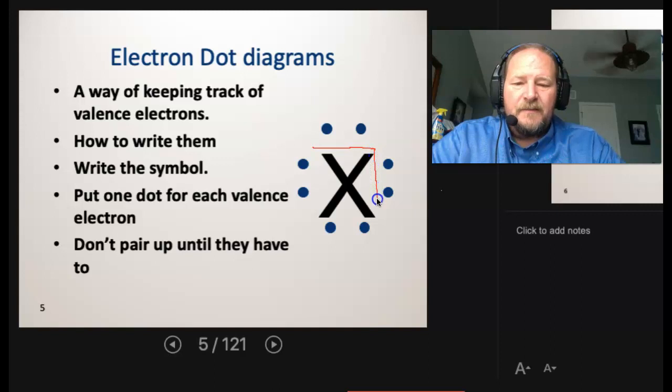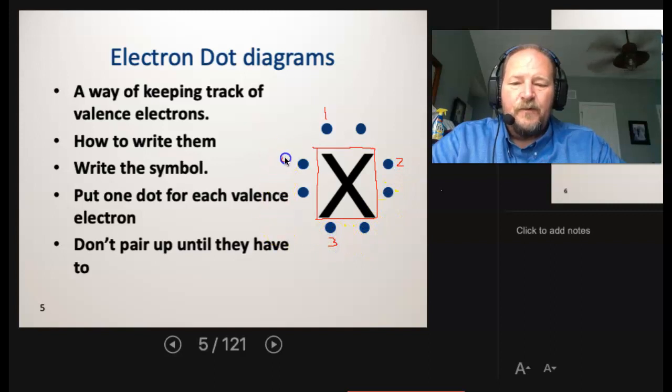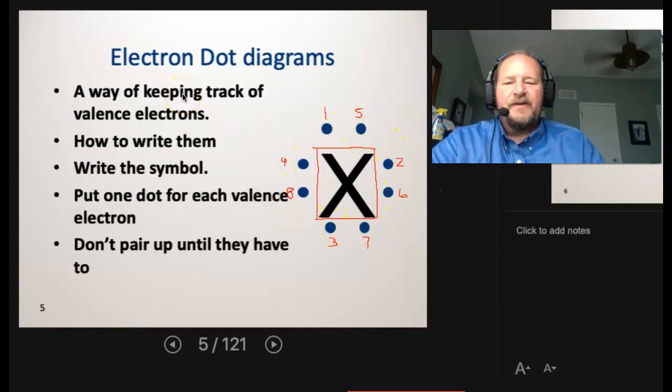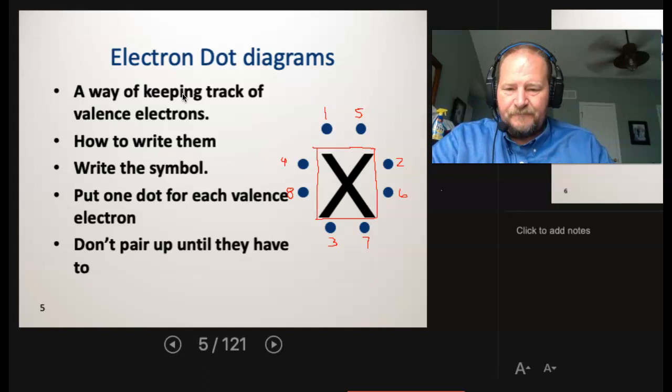We're going to put our element symbol in an imaginary box, and then we're going to put electrons on the sides. So this would be 1, then we'll do 2, then 3, then 4, 5, 6, 7, and 8. That's what this last bullet's telling us: we don't pair them up until we have to. You notice I started here and I just went clockwise. 1, 2, 3, 4, 5, 6, 7, 8. That's all we're going to do. Let's try one. We're going to do nitrogen.